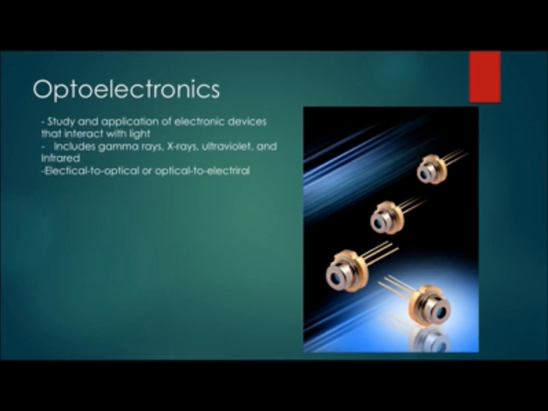The study of photonics can be broken up into various subfields. The area in which we are most interested is optoelectronics. Optoelectronics is the study of electronic devices that control and interact with light. This sometimes includes invisible forms like gamma rays, X-rays, ultraviolet, infrared, and microwaves. These devices can be either electrical to optical or optical to electrical.